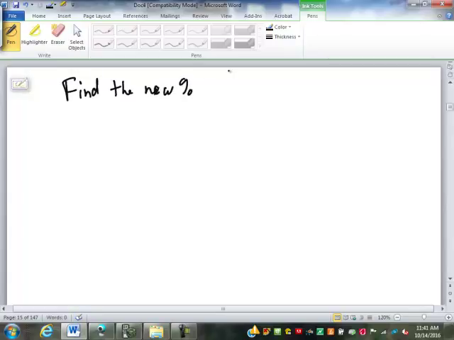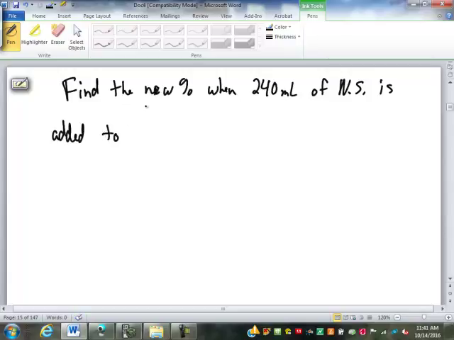So in your notes, I'm going to have you try this one. Find the new percent when 240 milliliters of normal saline is added to 40 milliliters of 70% solution. So in your notes, try to find that new percent.